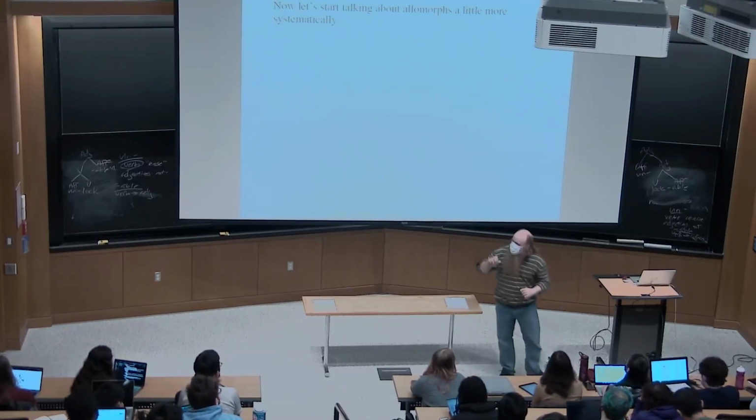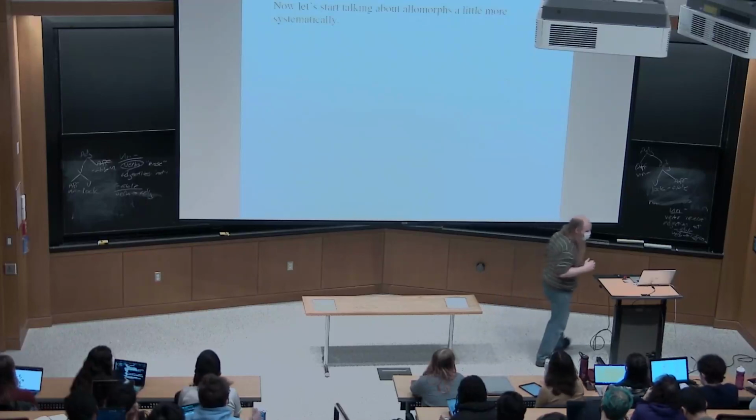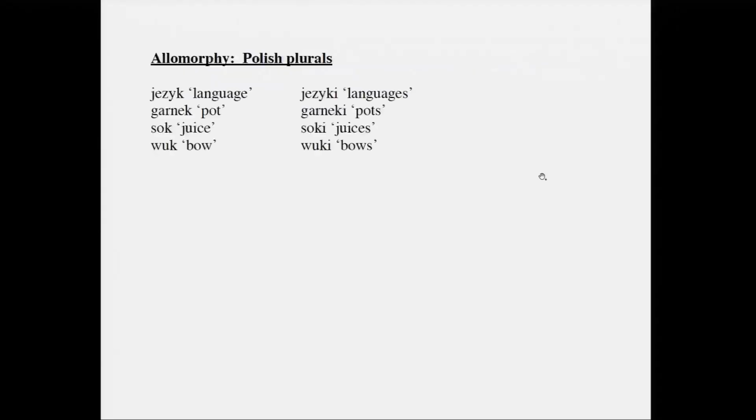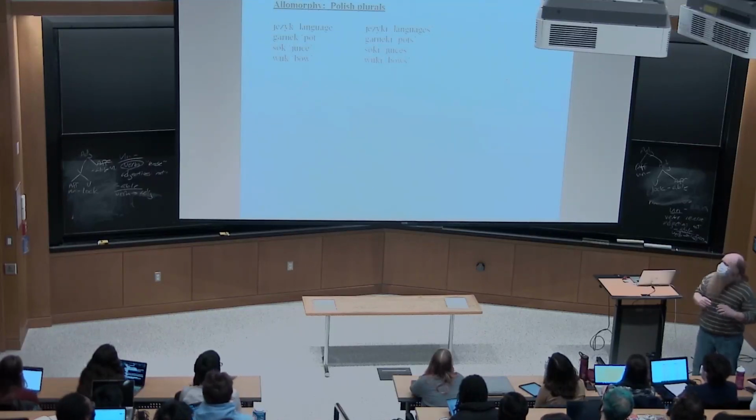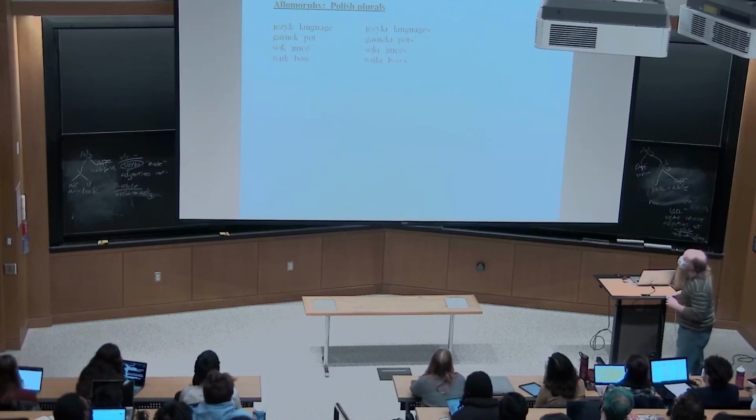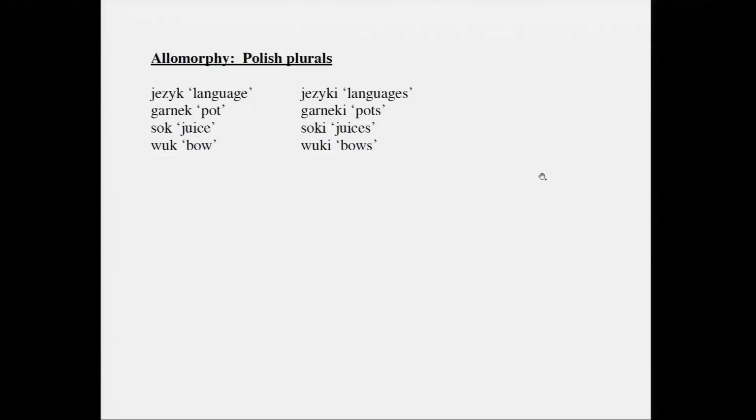So I'm going to give you an example where there's more to say about the allomorphs. This is an example from Polish. I should say I've spelled Polish here in a strange way. If anybody here speaks Polish, this isn't the way you're used to seeing Polish spelled. So I've spelled it in a way that makes it easier for people who don't speak Polish to see how the words are pronounced, more or less. So here are some Polish words. They mean language, pot, juice, and bow, and you've got some plurals there.